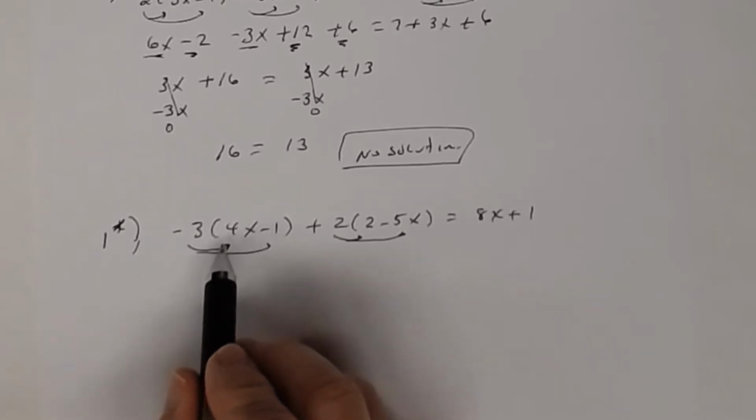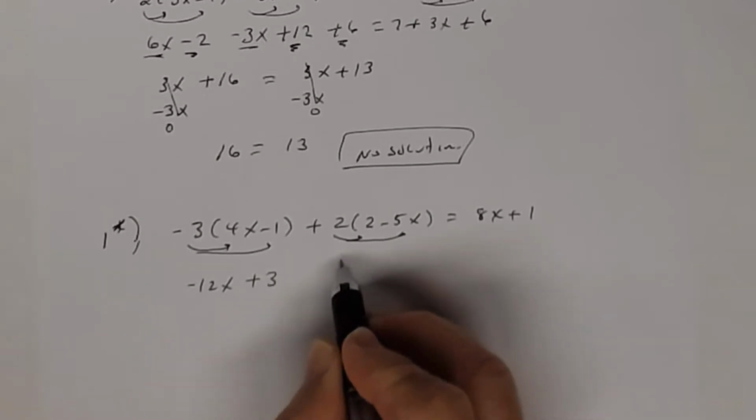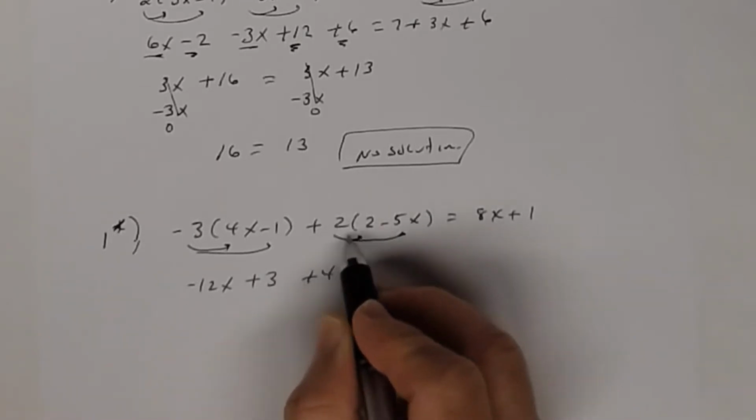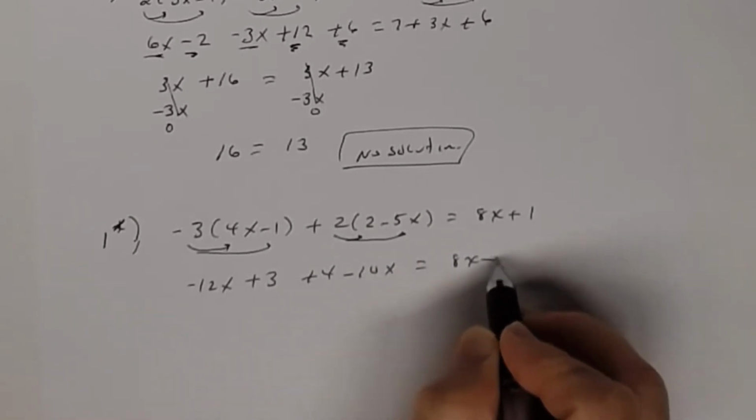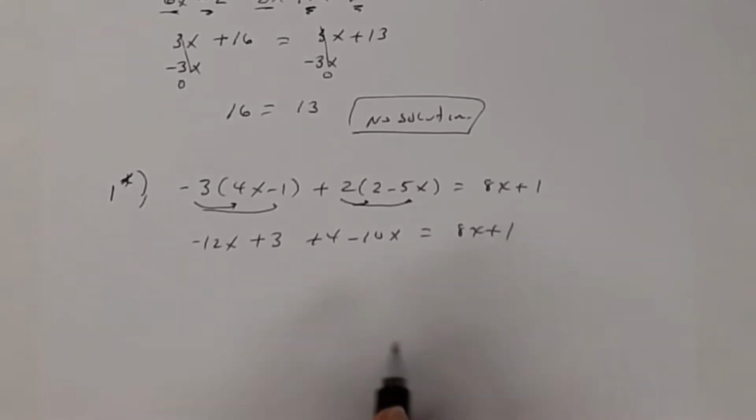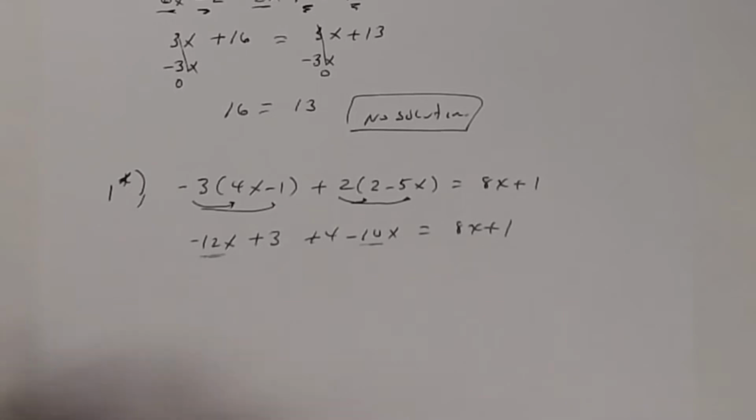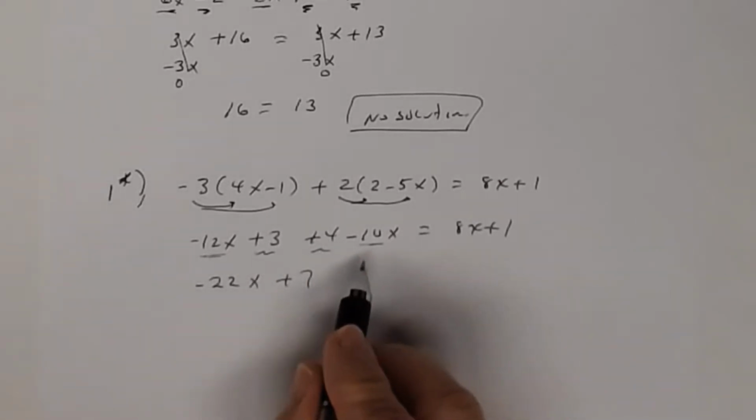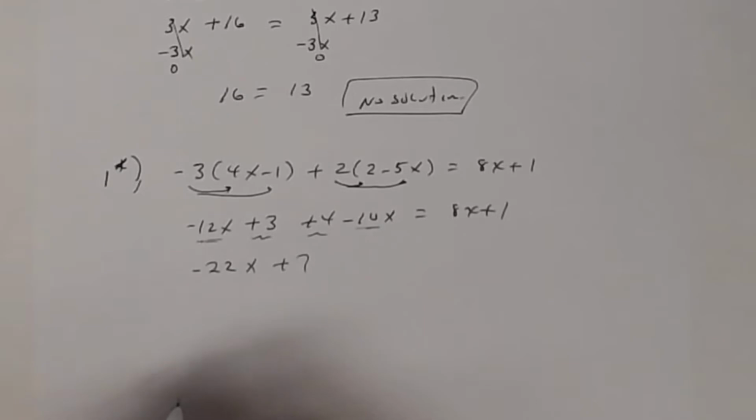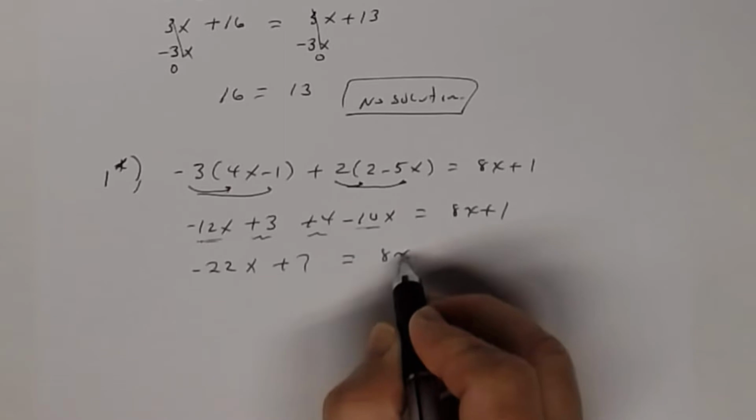So I get negative 3 times 4x is a negative 12x. A negative 3 times a negative 1 is a positive 3. And then 2 times 2 is 4, and then 2 times a negative 5x is a negative 10x, equals 8x plus 1. Combining like terms, I get negative 12x and a negative 10x is a negative 22x. 3 plus 4 is 7, so on the left-hand side, I get negative 22x plus 7 equals, and on the right-hand side, there are no like terms, so I'm just going to rewrite that expression.